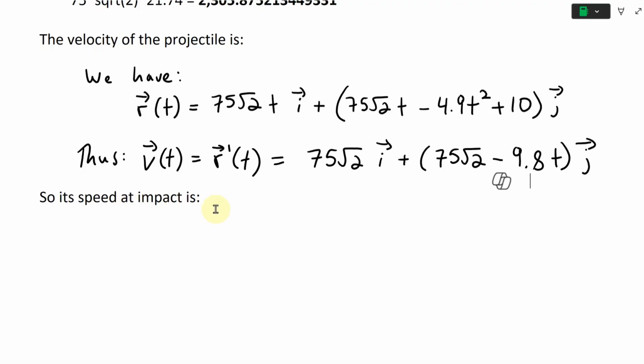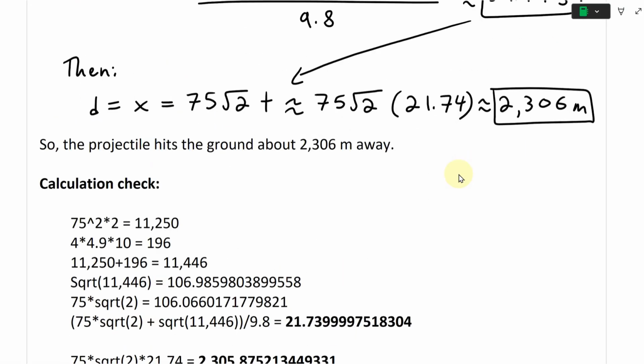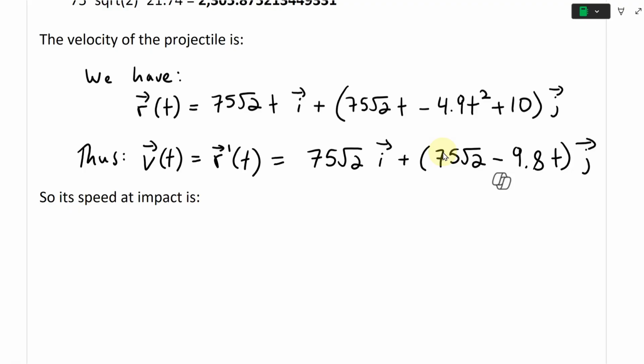So its speed at impact is at t equals 21.74, and then we need to get the magnitude of that. The speed is basically the length, or the magnitude, of the velocity vector. So its speed at impact is the absolute value of v of t at t equals 21.74 seconds.